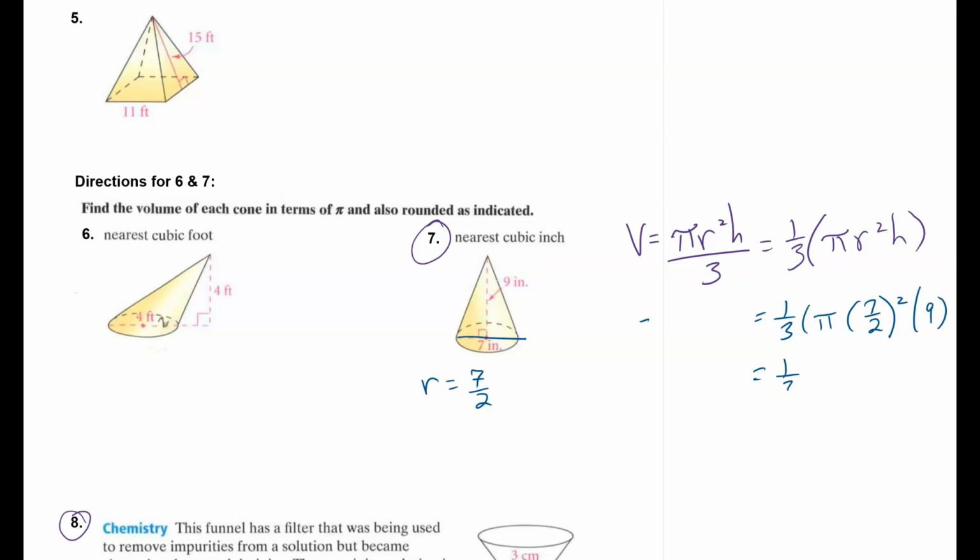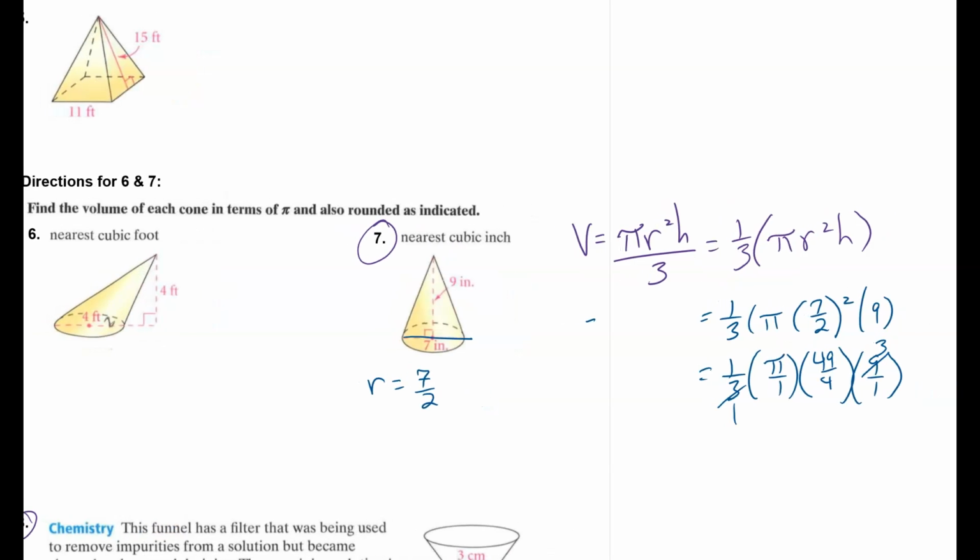So we get 1/3, and I'm going to write that as pi over 1, 7 over 2 squared is 49 over 4, and we're going to have 9 over 1 here. The reason why I made everything into fractions is so it's easier to reduce, because notice the 3 can go into the 9 3 times, and then we just multiply it together. So that's 147 pi, numerator multiplies together, all over 4, and that'd be cubic inches. You're also supposed to find it to the nearest cubic inch, and if you punch that into your calculator, it'd be 115 cubic inches. So we need both of those answers.